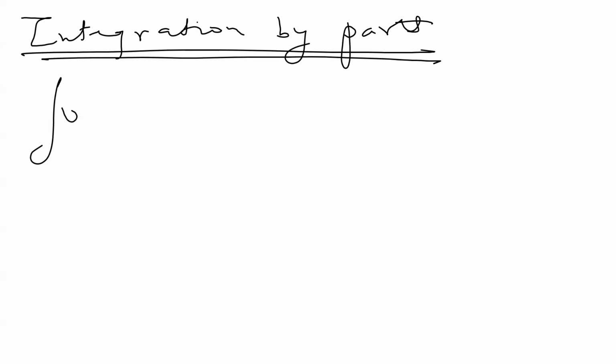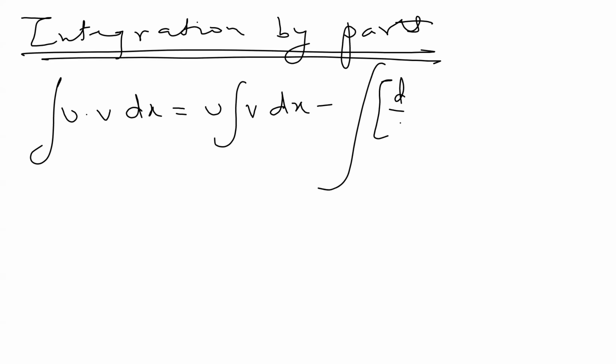So the formula is the integral of u times v dx equals u times the integral of v dx, minus the integral of the bracket, the derivative of u with respect to x times the integral of v dx, bracket close, dx. This is the integration by parts formula. The formula might seem difficult right at the beginning, but then it's very easy. After the end of the class, you'll find it to be easy. Don't worry about it.